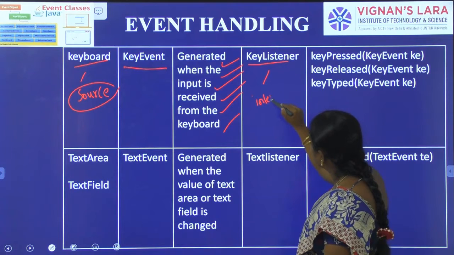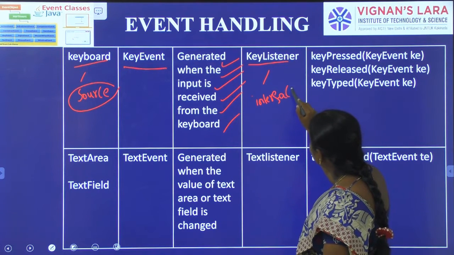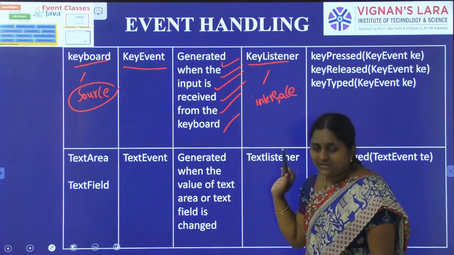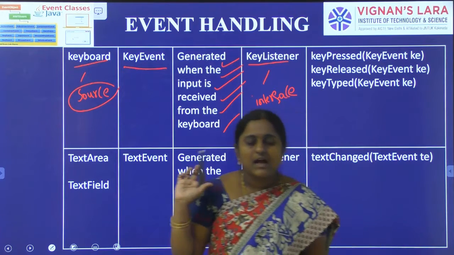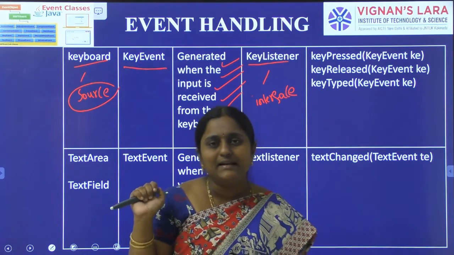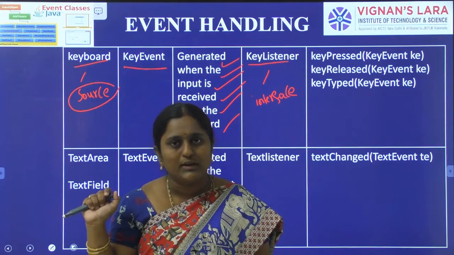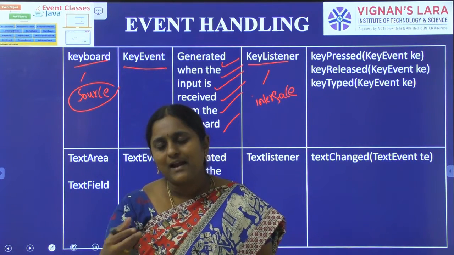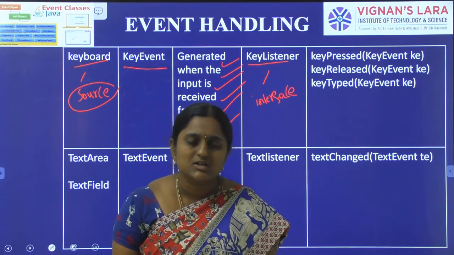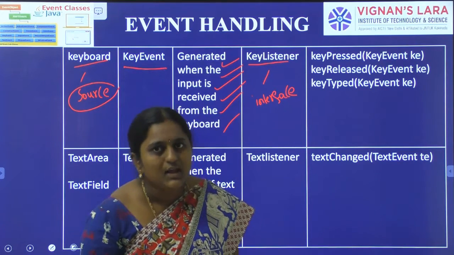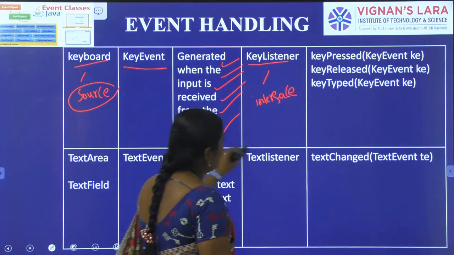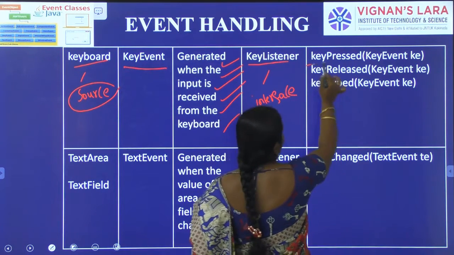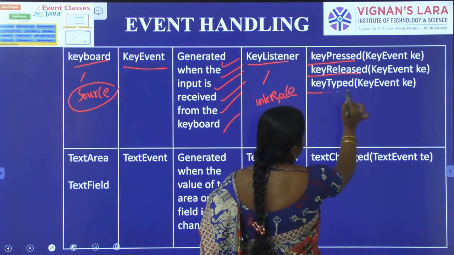It is an interface, so by default any method defined within the interface is abstract. An abstract method contains only the method declaration without any body. We can implement it and provide the body. The KeyListener interface defines three methods: keyPressed, keyReleased, and keyTyped.